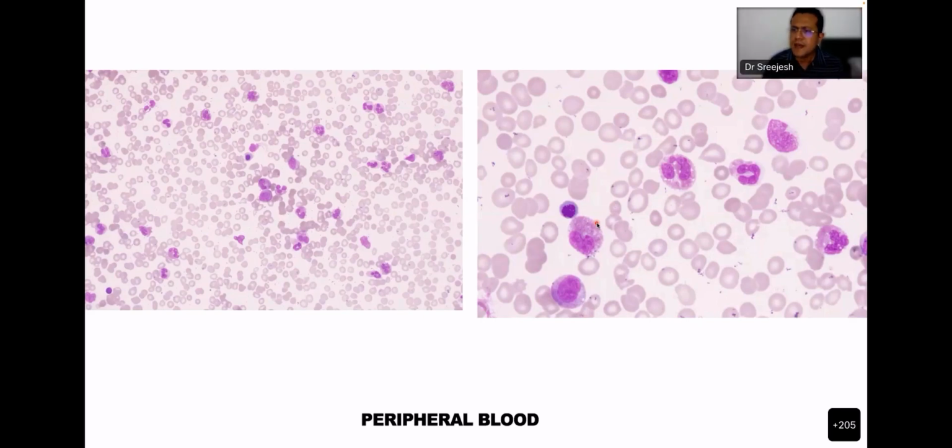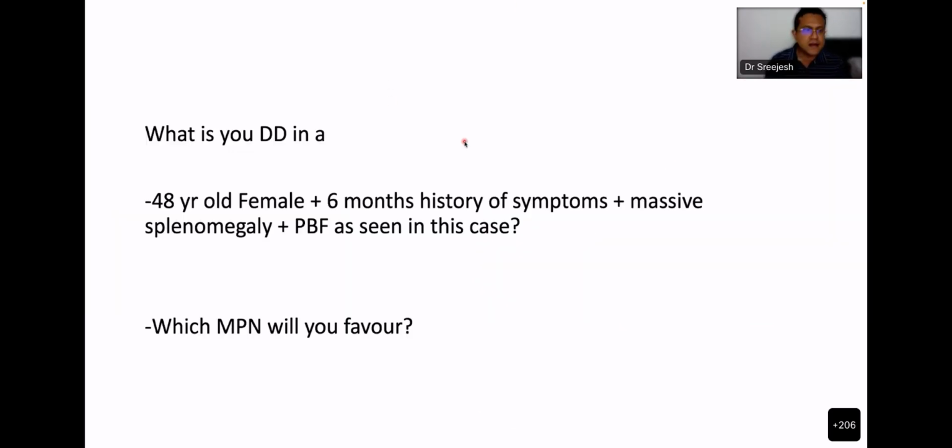How often do you see CEL? There are eosinophils, but in CML also you find excess of eosinophils, and you can have basophilia. So the common differential you should think of is that it's likely to be CML. Okay, CML.